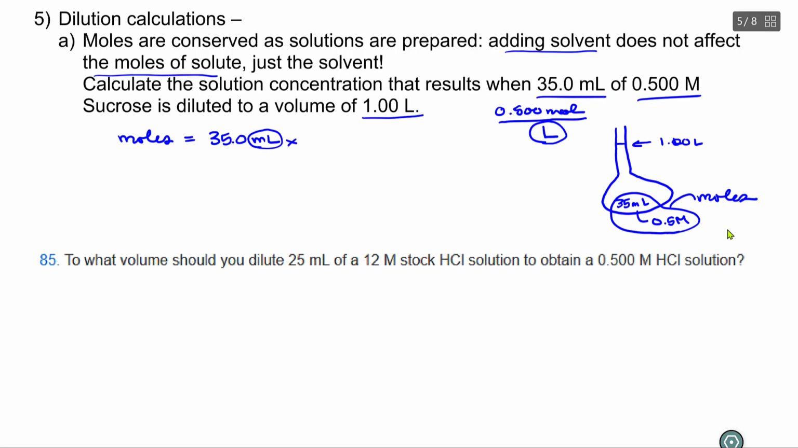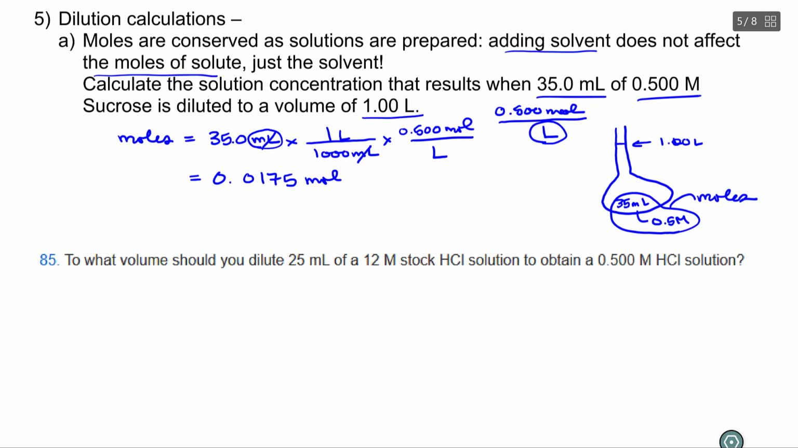So I'm going to go like this. I'll say there's 1,000 milliliters in 1 liter, and then I can cancel the milliliters, and then I can use my molarity, which is 0.500 moles per liter. So the moles that are in that solution come out to be 0.0175 moles.